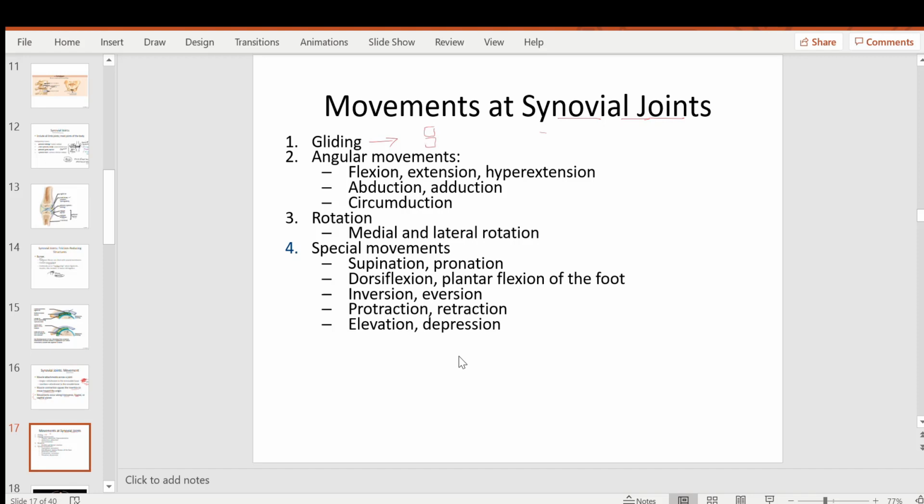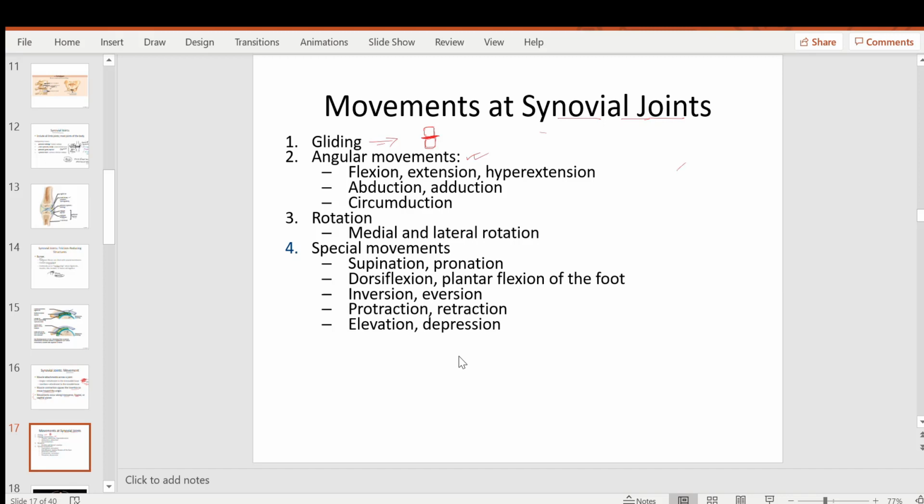So these are two carpal bones in your wrist, two short bones, and when you move your wrist, they move slightly here. So this is gliding type movement. So the bones slide over each other, two plane surfaces of short bones. Angular movements. There are different types of angular movements. Why are these called angular movements? Because the size of the angle changes, okay, increases or decreases.